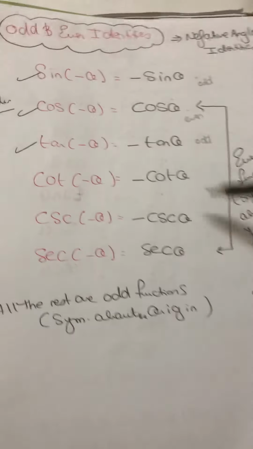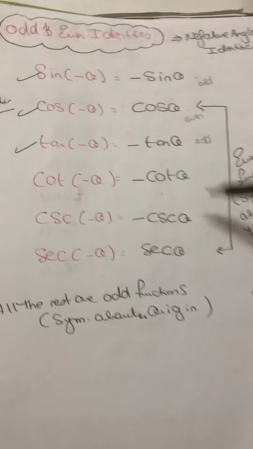But this one is symmetric about the y-axis. Sorry, my pencil is very thick. Symmetric about the y-axis. So the answers on the right are the same. That means cosec pi is the same as cosec negative pi. Cosec 2 pi is the same as cosec negative 2 pi. Just like the graph of the cosine.